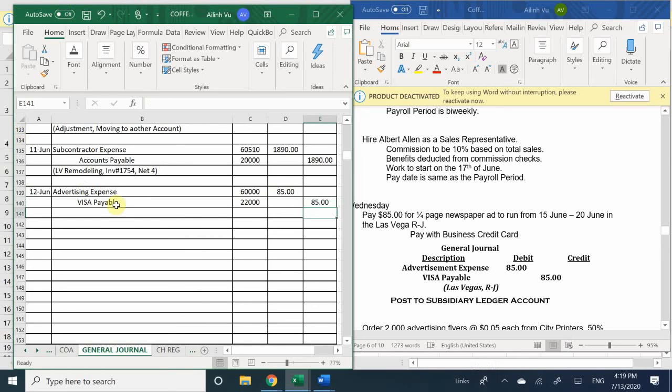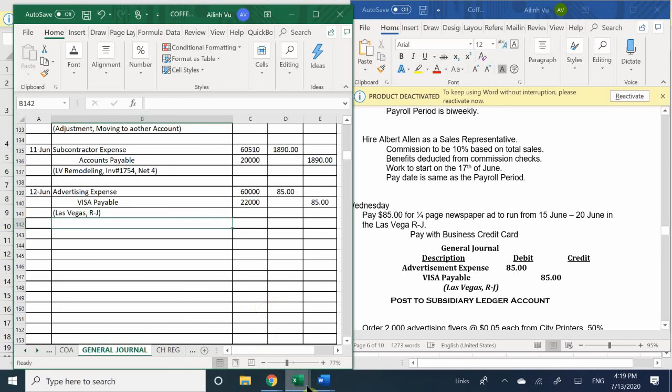For our description, we're just going to make sure that we indicate that our vendor is the LV, the Las Vegas Register Journal. I think that's it because we don't have much information. We paid with a business credit card, so the Las Vegas Register Journal is all we need to indicate.